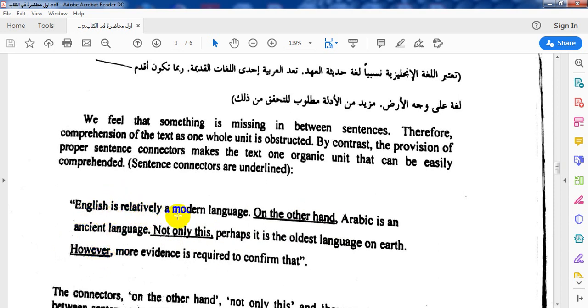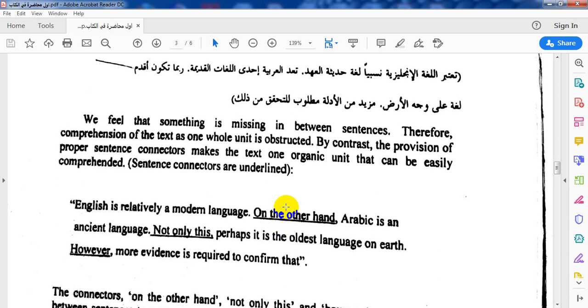English is relatively a modern language. On the other hand, Arabic is an ancient language. Not only this, perhaps it is the oldest language on earth. However, more evidence is required to confirm that. The same sentences are connected using connectors or conjunctions.